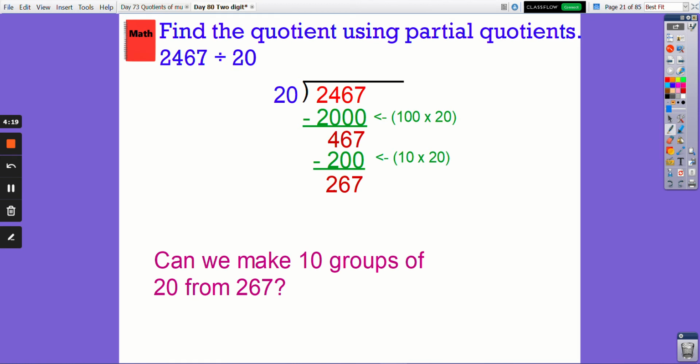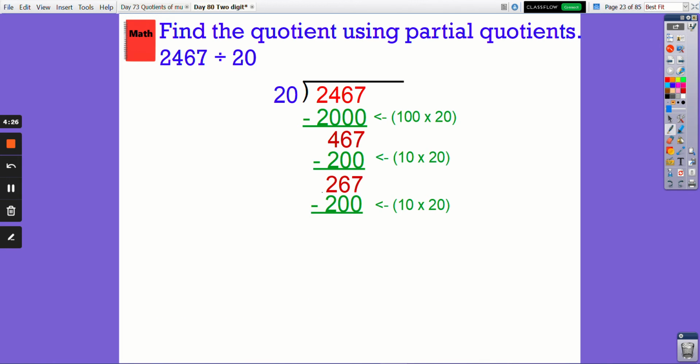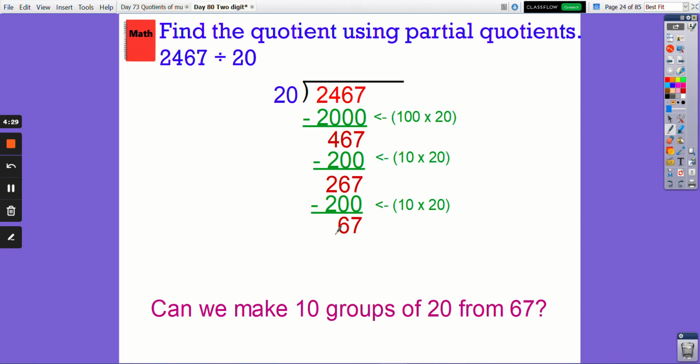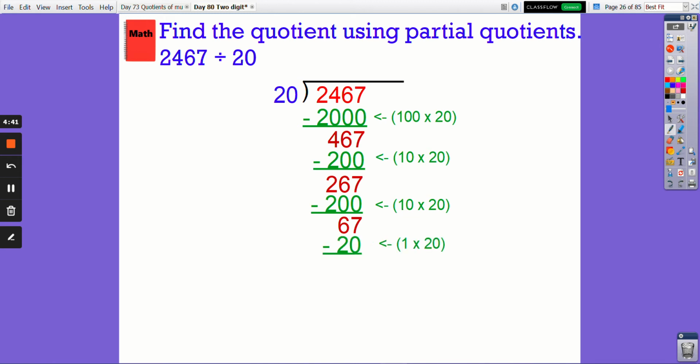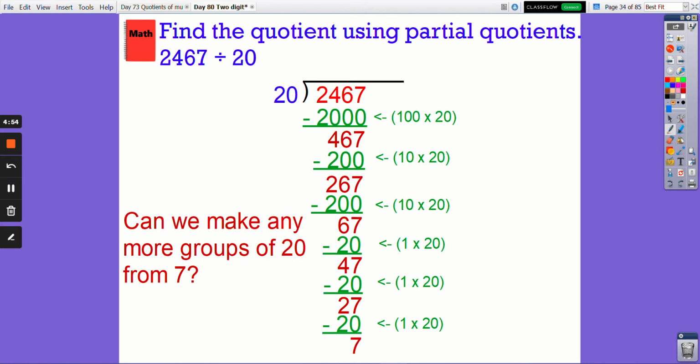Could we do that again? Could we take out another 200? Think about the value of that 2. We could again. So let's take out another 200. Now, we don't have 200 again to take away, so we have to take something much less than 10 groups of 20. Could we take one group of 20 out? We could. So let's take out 20. We have 47. We've got to keep going. Take out another 20. We're down to 27. We could take out another group of 20, and we're down to 7.